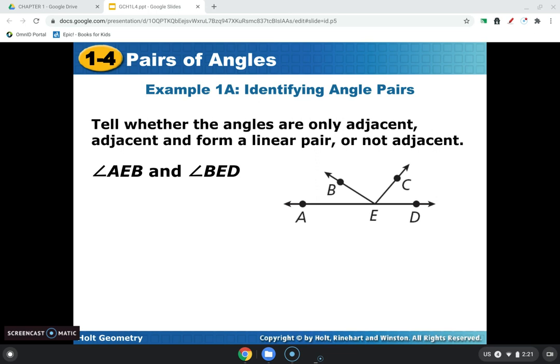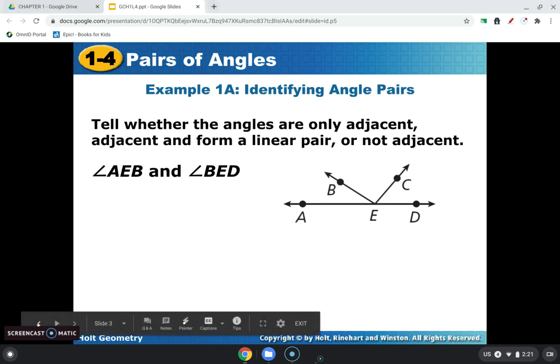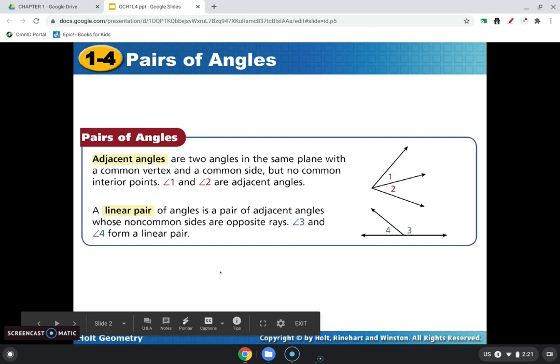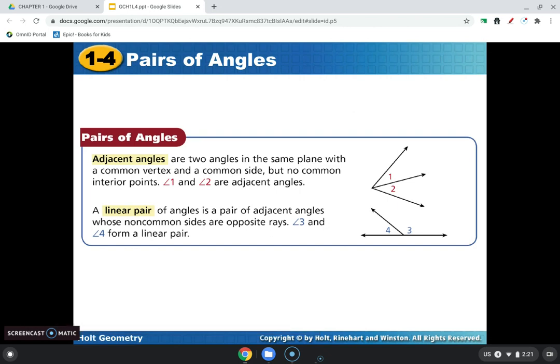All right, this is geometry lesson 1-4. We are going to be dealing with different types of angle pairs. So here we go. Start on the right slide here. All right, 1-4, pairs of angles.